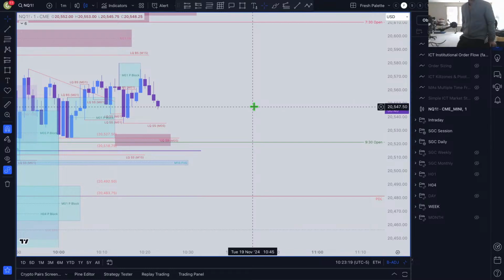All right, so this is looking like that sweep, potentially.